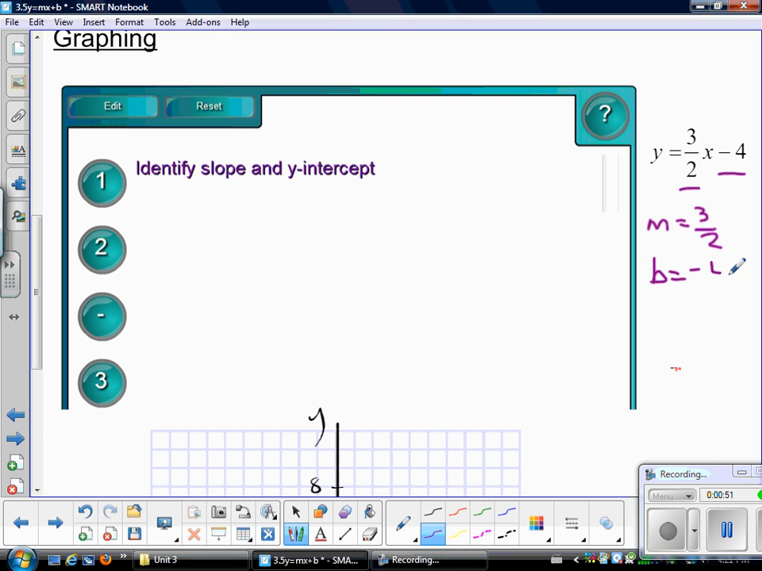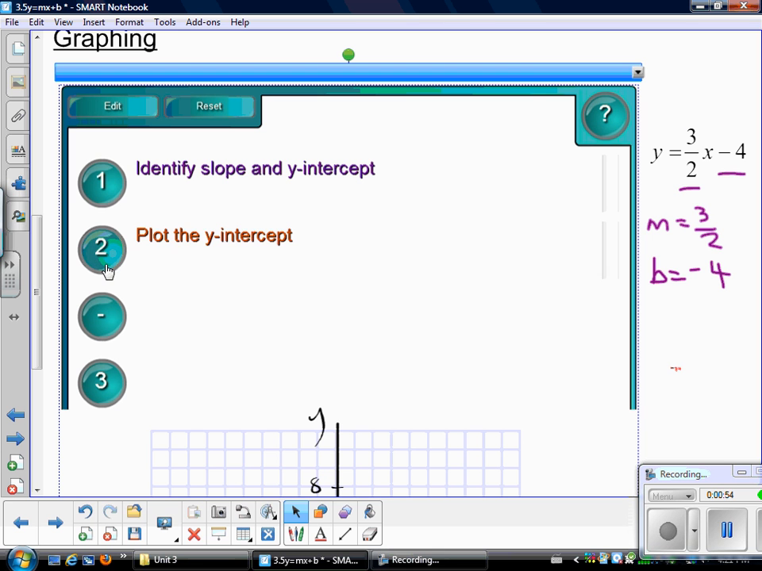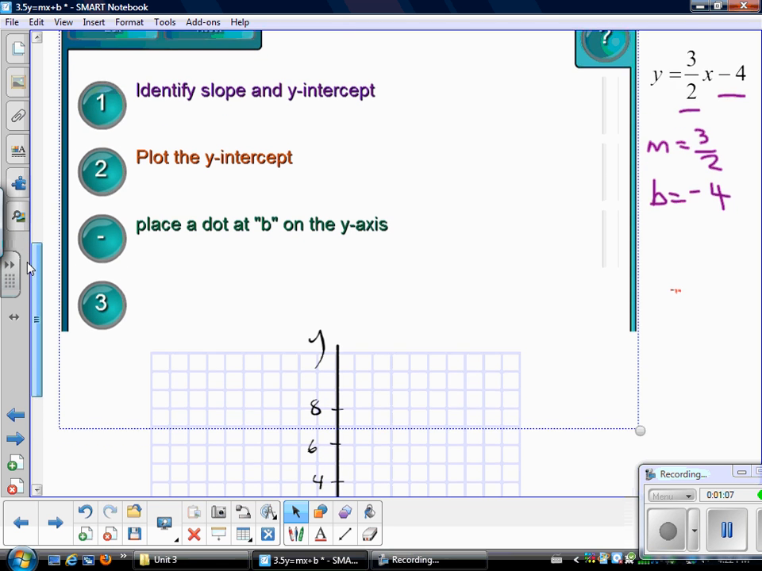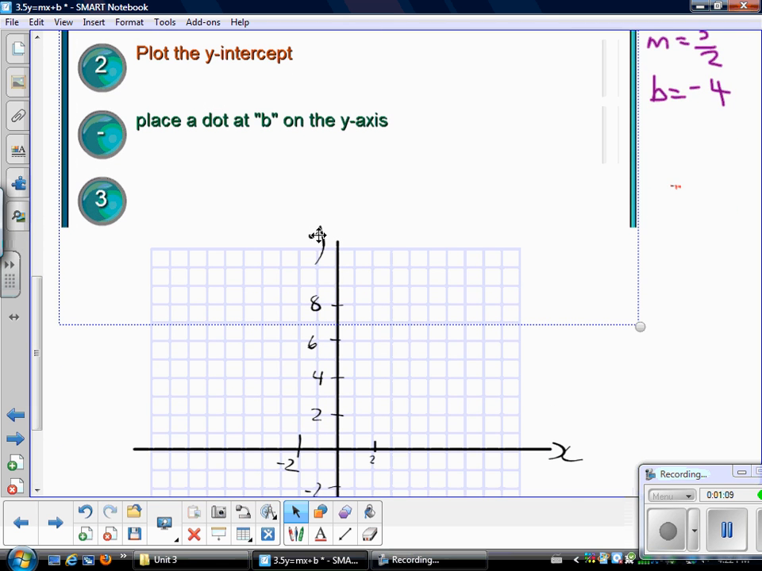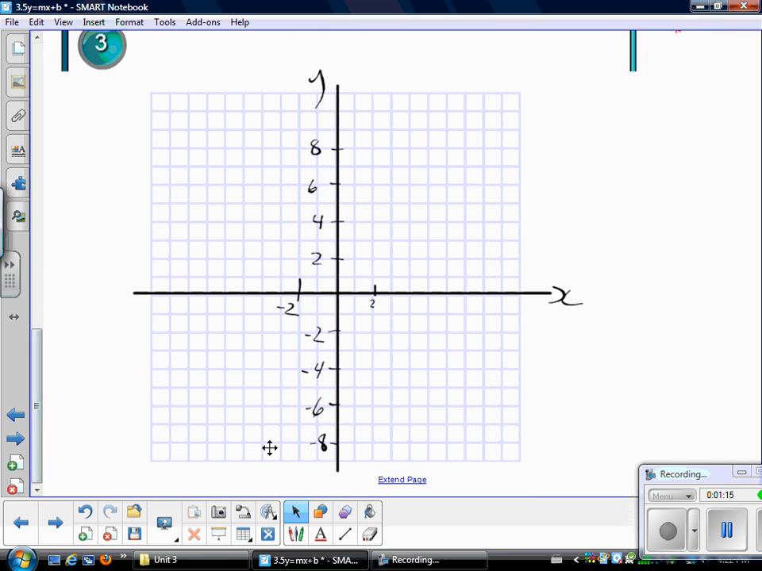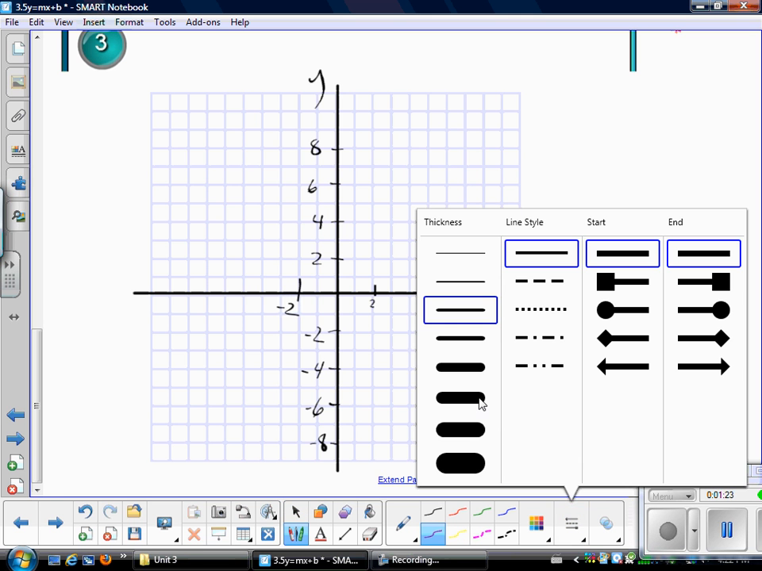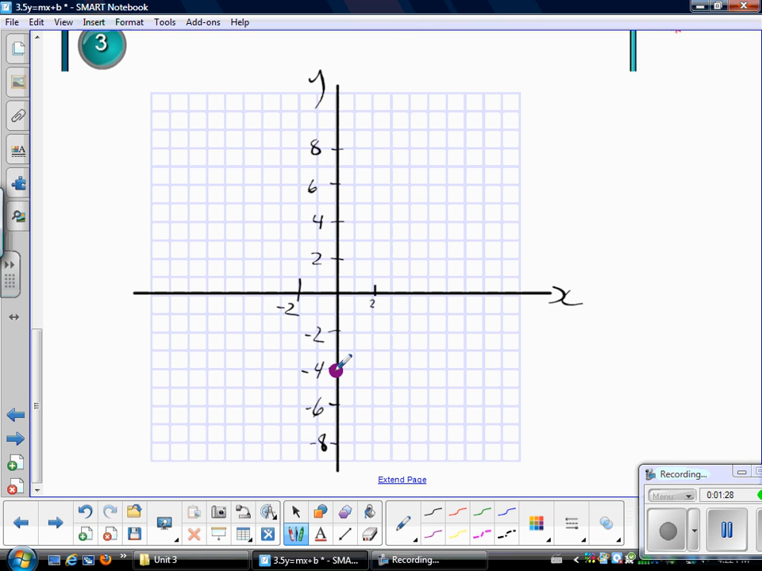The next step that we would do would be to plot the y-intercept. Our y-intercept in this case is -4, which means we want to place a dot at the value of b on the y-axis. So we're going to find the y-axis, which is here, and where there is -4, we want to put a dot. We'll do it in purple, and we'll make the dot kind of big so we can see it. So we are putting the dot at -4.